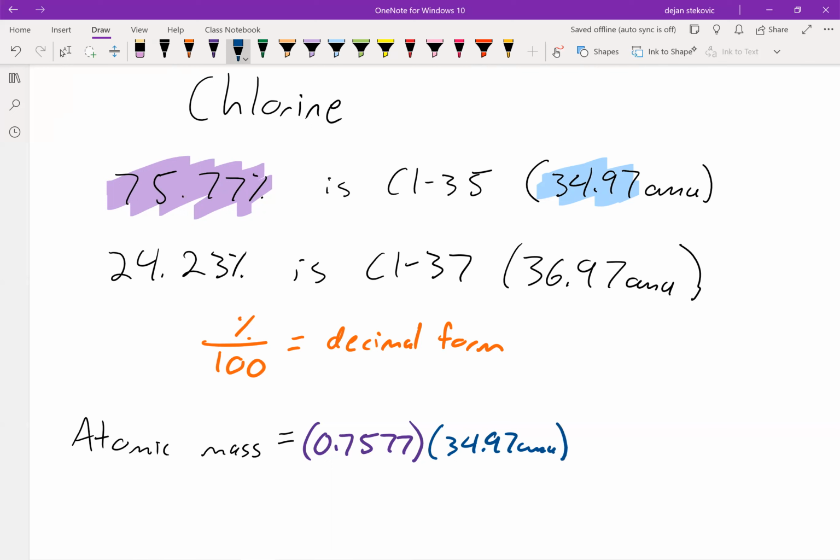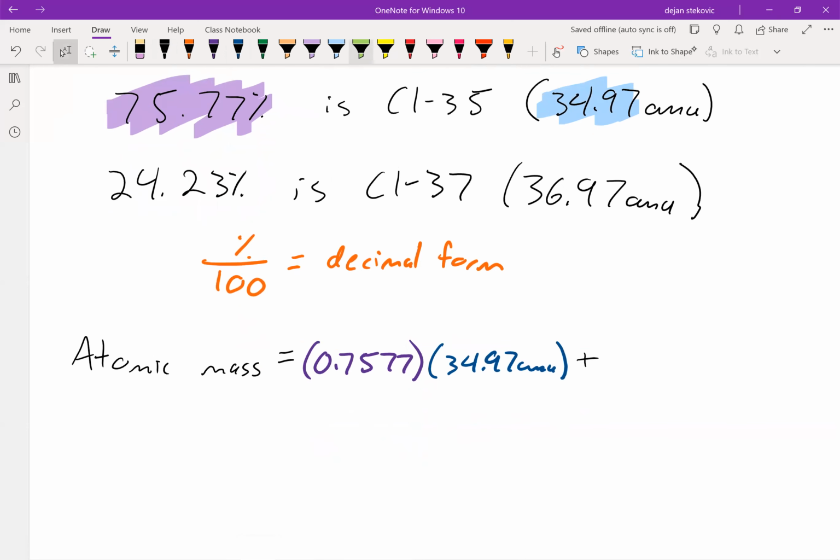Right, so that's our first part, for that first isotope. And then what we want to do is sum, or add, the other isotopes. So in this case, we've got 24.23%, and we divide by 100 to make it a decimal. That'll be 0.2423, multiplied by its mass, which is 36.97 AMU.